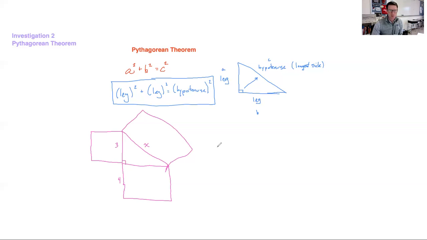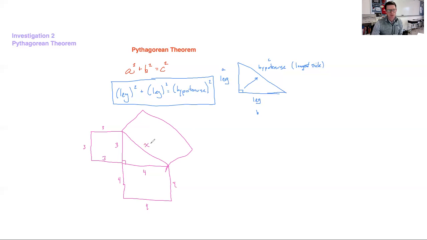Again, we're just going to plug into our formula of leg squared plus leg squared equals hypotenuse squared. I know my legs are 3 and 4. This is a 4 because this is a square. So all of these are 3. What Pythagoras is saying is that the area of this square plus the area of this square will always equal the area of this square.